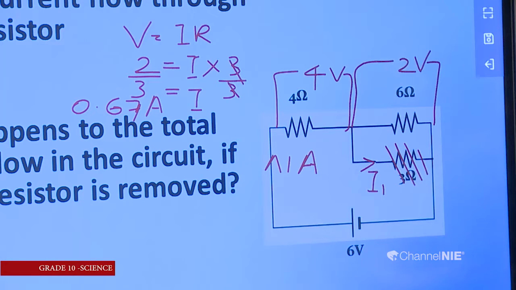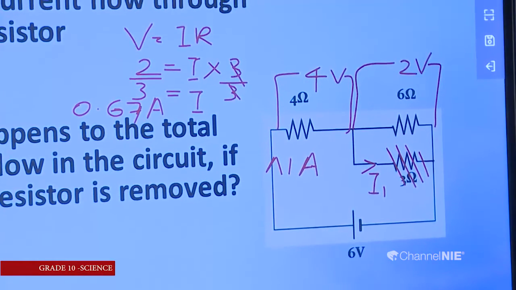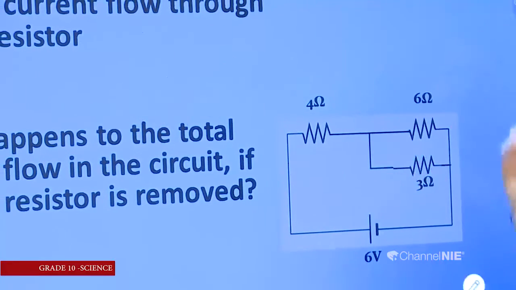That means now the equivalent resistance has gone up, increased. Then definitely the total current flow must decrease. The question is, what happens to the total current flow? The answer must be: total current flow decreases. Right.